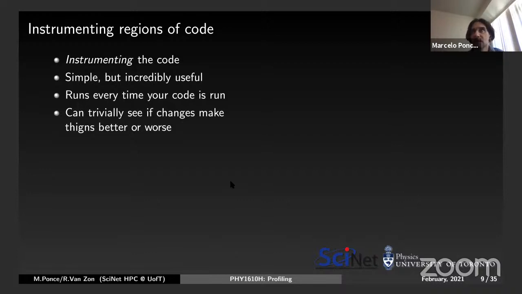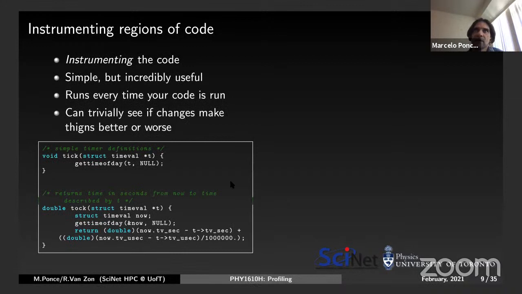So let's start by looking at the instrumentation approach. It's simple, but it's quite powerful. It runs, of course, every time that you run your code, and can very quickly identify changes, meaning what made things better or worse. And this is the example of the routines. There are different ways you can define this, but this is the example of the routine that I was showing you in the tick functions before. So basically, tick is of type void. It receives a particular structure that we're going to see how it is defined.